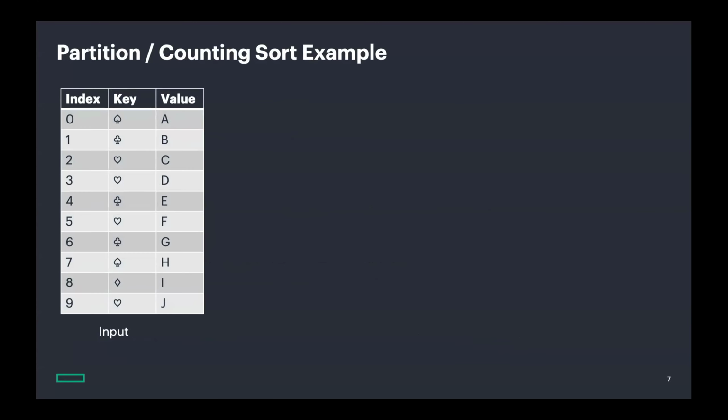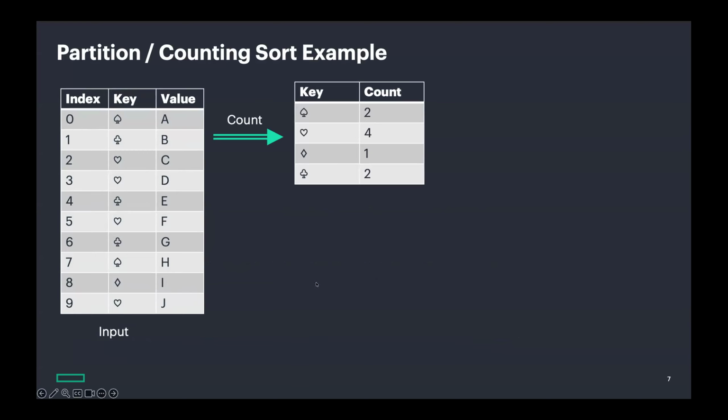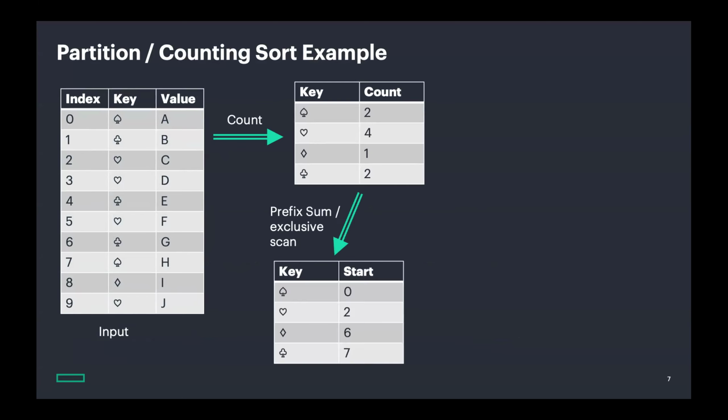And here's an example of counting sort. So here I made a table with a bunch of indices. On the left, the indices are just spots in an array. And then the key is a different suit. And then I've got a value. I just gave them each a letter so that I get an idea where each quote unquote card is going. So then we just count up how many spades are there, how many hearts, etc. We can do that in one pass over the input. And then we do this prefix sum or exclusive scan.